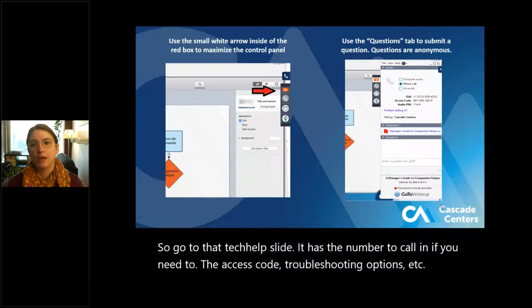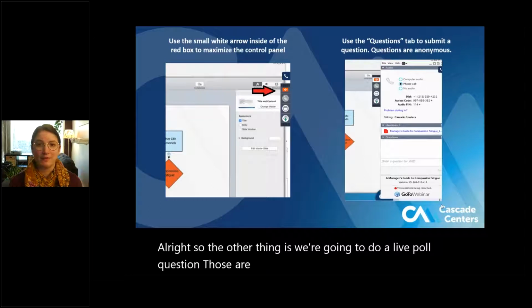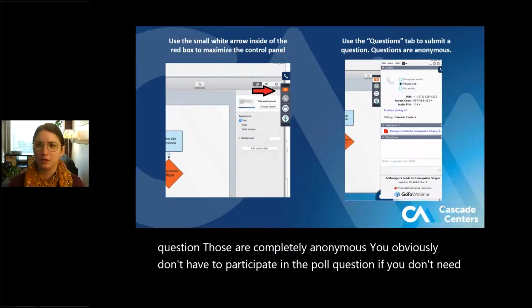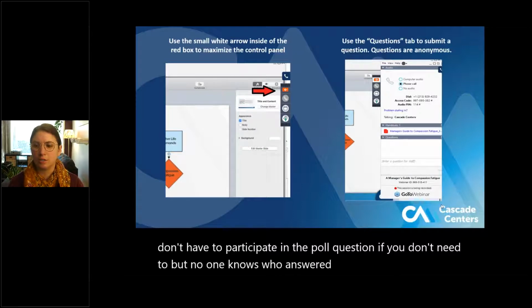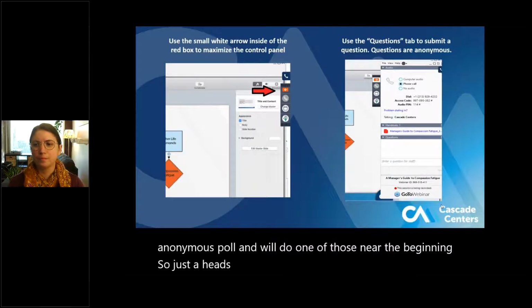All right, the other thing is we're going to do a live poll question. Those are completely anonymous. You obviously don't have to participate if you don't need to, but no one knows who answered what, so it is a completely anonymous poll. And we'll do one of those near the beginning, so just a heads up on that.